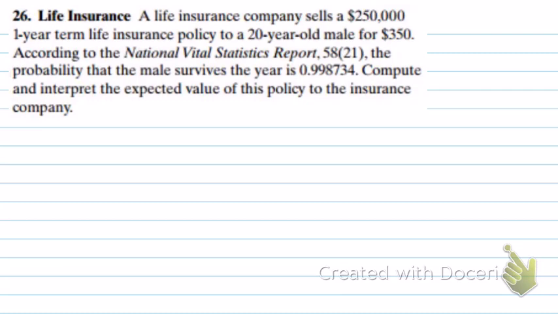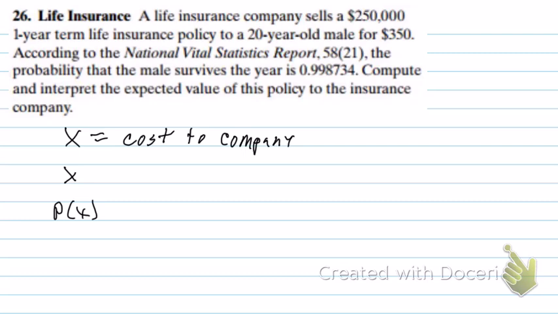And they've got some really good statisticians that go, okay, let's figure this up. What are we letting X stand for here? It says compute and interpret the expected value. Wait a minute, that's just the mean, isn't it? So compute and interpret the expected value of this policy to the insurance company. Okay, so if I let X be the cost to the company, here's X, here's the probability of X.